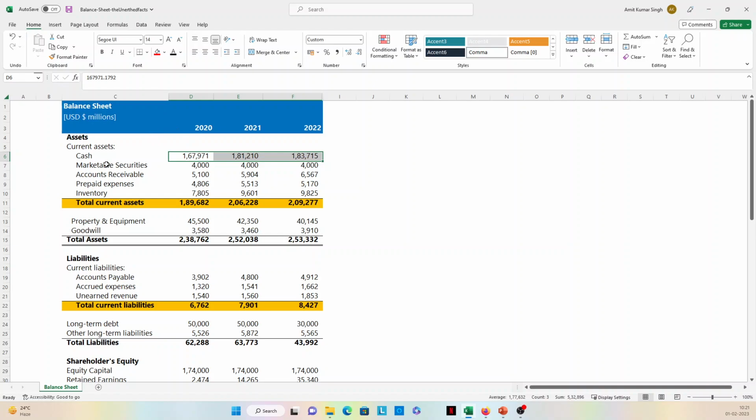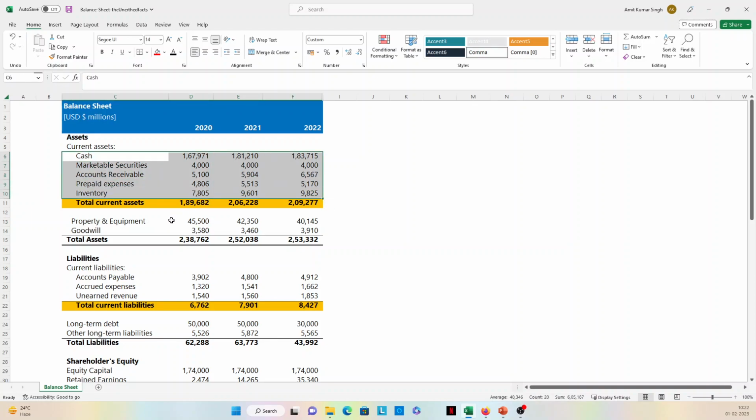So let's say this company has cash, accounts receivable, prepaid expenses, which are expenses already paid, and inventory. Whatever product they have, this much amount of inventory is still lying with them. It has not been sent to the market or to whomever they are selling. Then you understand property and equipment, and goodwill. Particularly, there is a physical asset. It's difficult to sell your property and get the money out of it. That's the reason it is not under current assets.